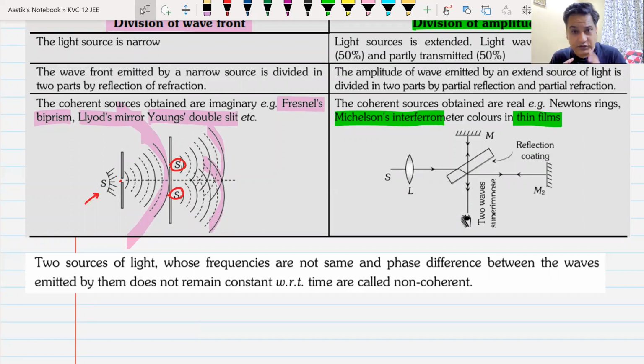But by diagram, what I mean is, you should be able to understand that if they give you a diagram where you have slits, we are producing coherent sources by division of wavefront. And when you are using reflection and refraction, we are using division of amplitude. That is what you need to remember if a question comes. Now remember, if the sources are producing different frequencies or are not having a constant phase difference, such sources are known as non-coherent sources. So the opposite of coherent sources is a non-coherent source. Do we understand this?